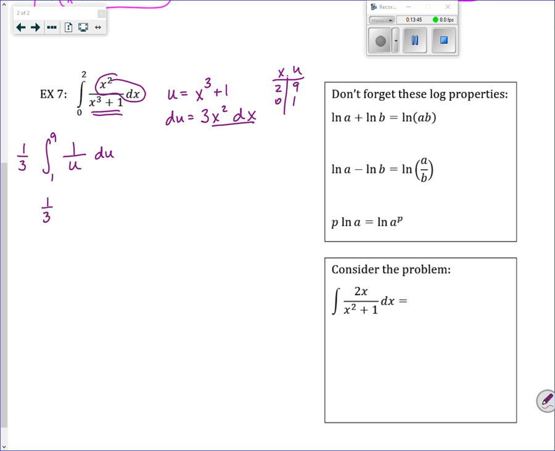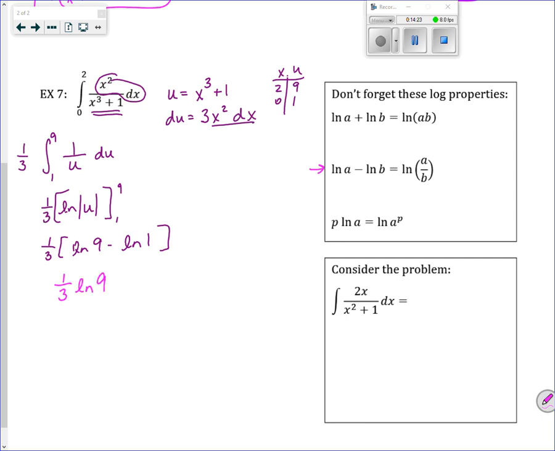So I have 1/3 ln absolute value of u, and I need to evaluate that from 1 to 9. So I have 1/3 times ln of 9 minus ln of 1. Now I could do two things here. One is I would realize that natural log of 1 is 0, so that would go away. I could also use log properties, knowing that if I have natural log of a minus natural log of b, I could divide. So either way, I get 1/3 natural log of 9.